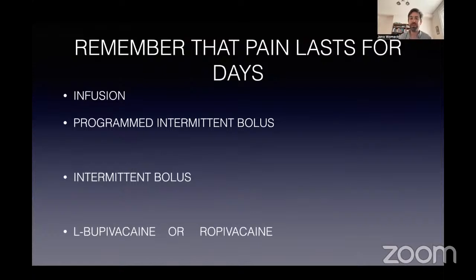Ropivacaine 0.2% is also an alternative. We don't tend to use it, but it has a better safety profile. The problem with ropivacaine compared to 0.25% levobupivacaine for paravertebrals is you generally need to run it at a higher rate to get the analgesia. But I'm sure it works well for erector spinae as well.